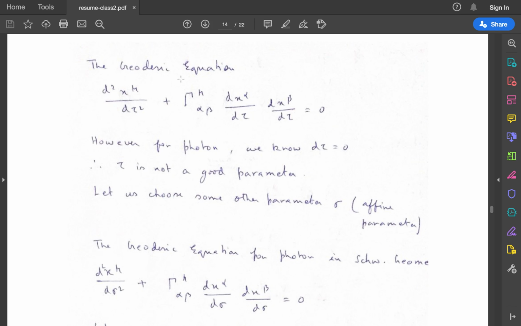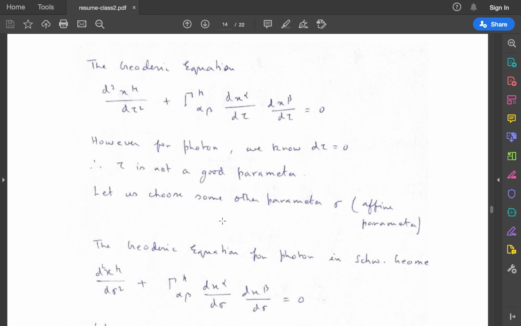So this is the general geodesic equation which we have derived earlier. This is the Christoffel symbol. Let us try to solve this for photon. But we know for photon d tau equals 0, so tau is not a good parameter. Tau is the proper time. For all massive particles, tau is a very good parameter, because it tells us the velocity and the acceleration of the particle. But for photon, this is not a very good parameter, because we know that this goes to 0 for photon.